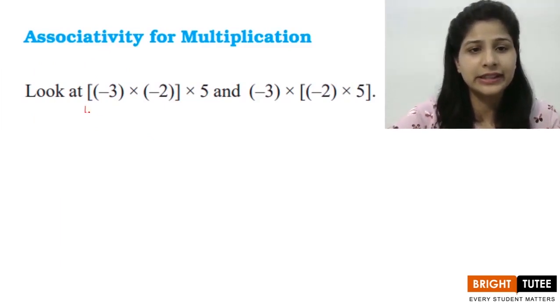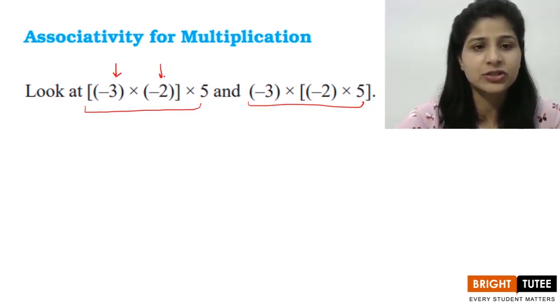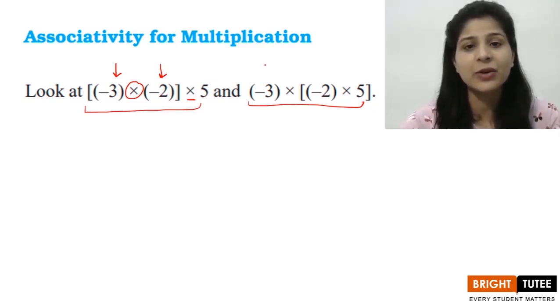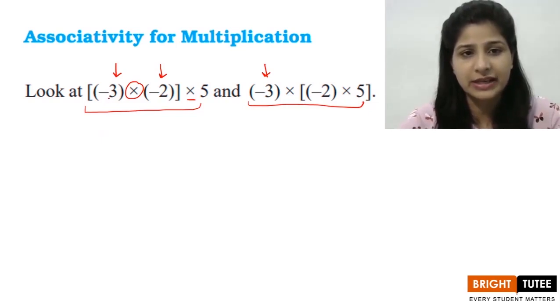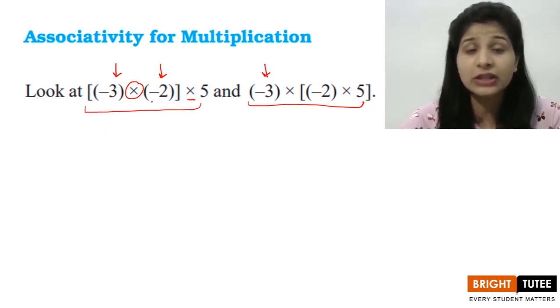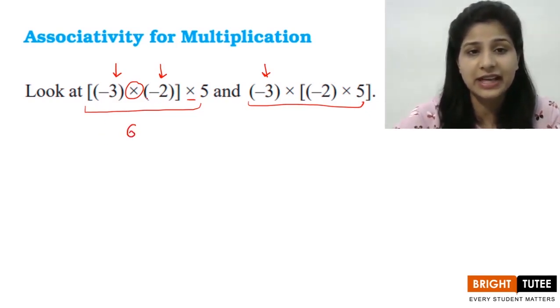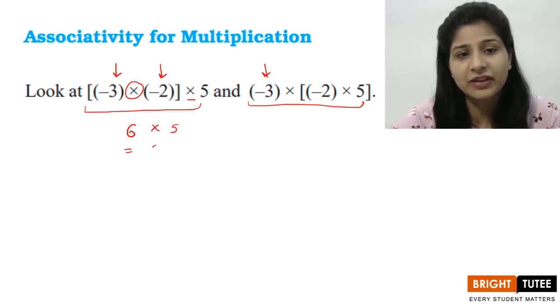Next thing is associativity for multiplication. Look at these two statements. Carefully we are going to look here. In the square brackets, we have written minus 3 and minus 2, and the operation that is being performed is of multiplication. Then outside we are again multiplying the answer with 5. And here we have kept minus 3 outside the square bracket, and inside the bracket we have minus 2 and 5. So basically what we are doing is, as you can see, minus 3 and minus 2, you know the answer what we are going to get. It is going to be 6 as the answer. As we have already discussed, negative and negative in the multiplication will become positive, into 5. So 6 into 5 will become 30.